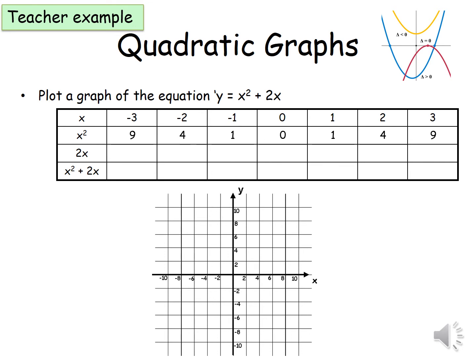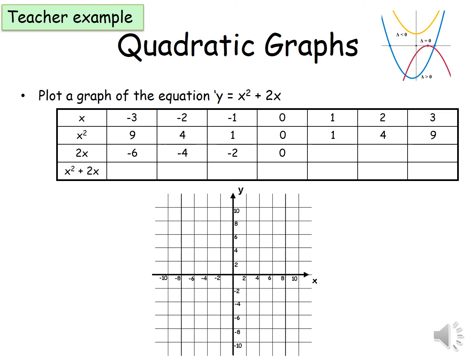Okay, remember, 2x means 2 lots of x, meaning 2 times x. We know what our x values are. They are above. So when x is equal to minus 3, we times that by 2 to give me minus 6. When x is minus 2 and we times it by 2, that gives me minus 4. When x is equal to minus 1, we times it by 2, which is minus 2. When x is 0, we times that by 2, which is 0.